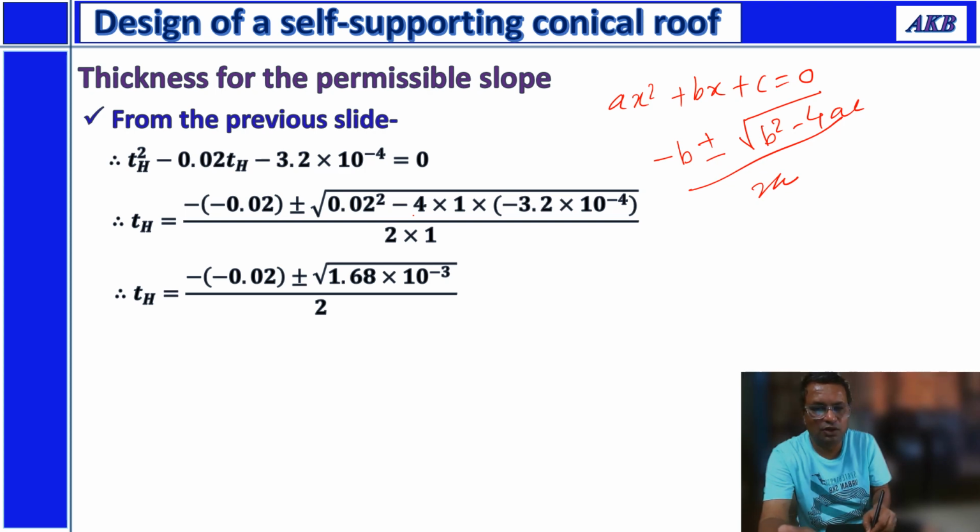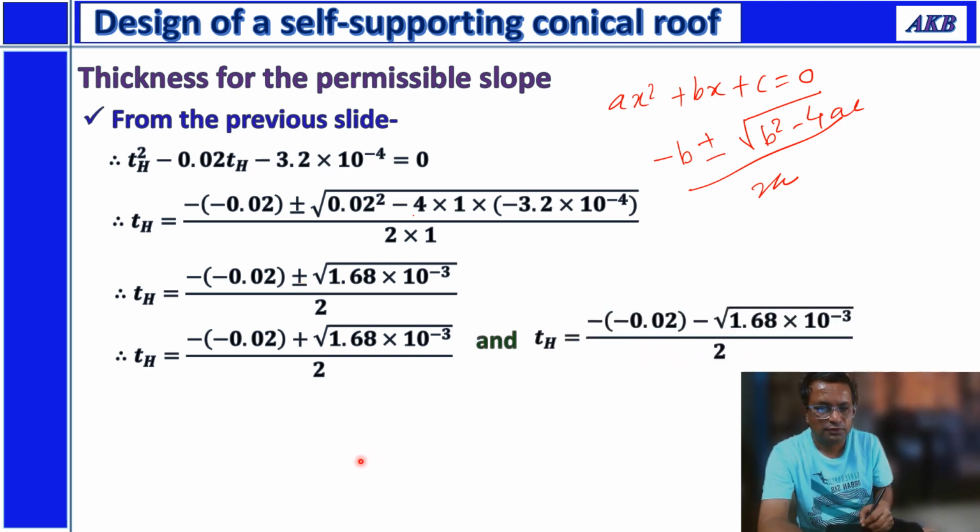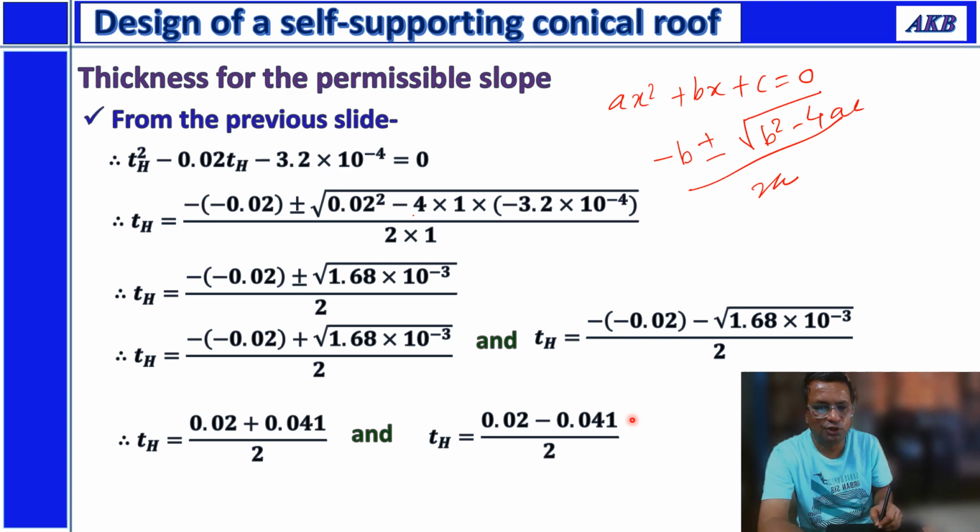So after putting all values and doing calculations, you get this value under the square root. So this is minus 0.02 plus minus square root of 1.68 into 10 to the power minus 3 divided by 2. So th will be equal to, after simplifying, one root with positive sign and the other root with negative sign. So after simplifying, th is equal to 0.02 plus 0.041 by 2, and th is equal to 0.02 minus 0.041 by 2.